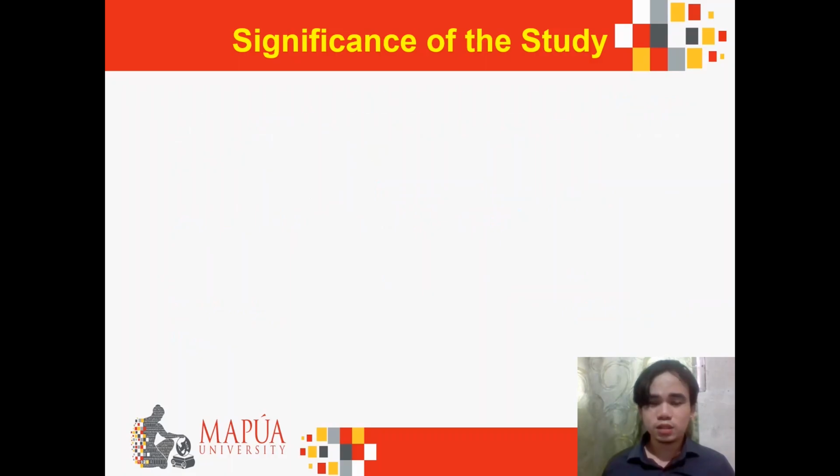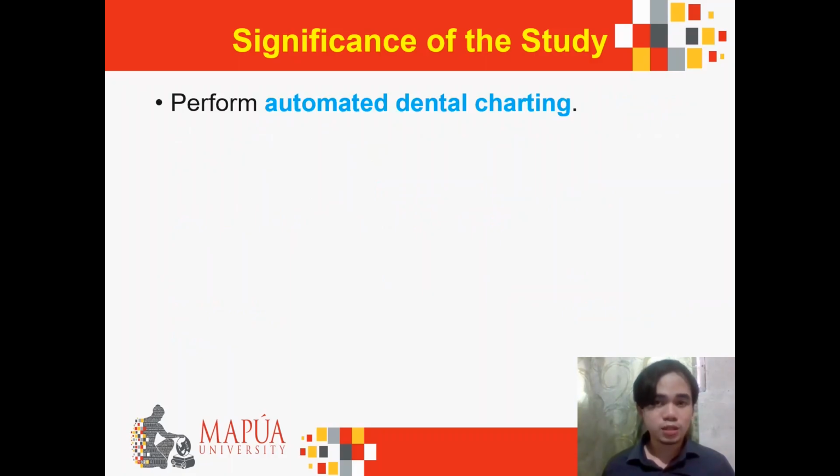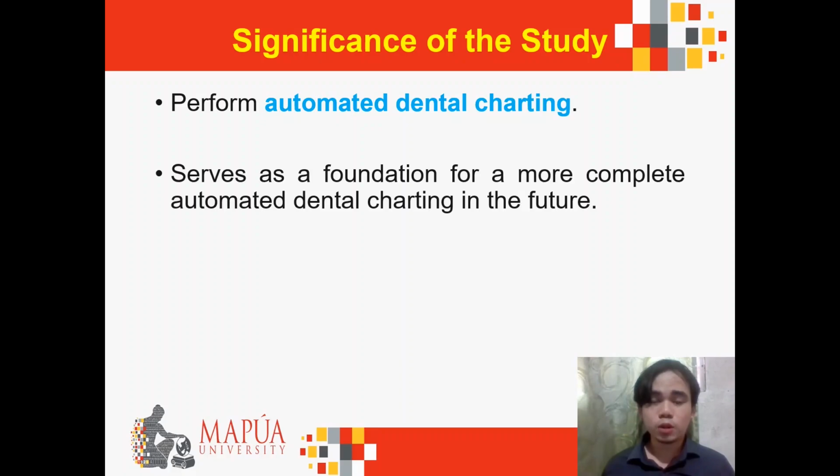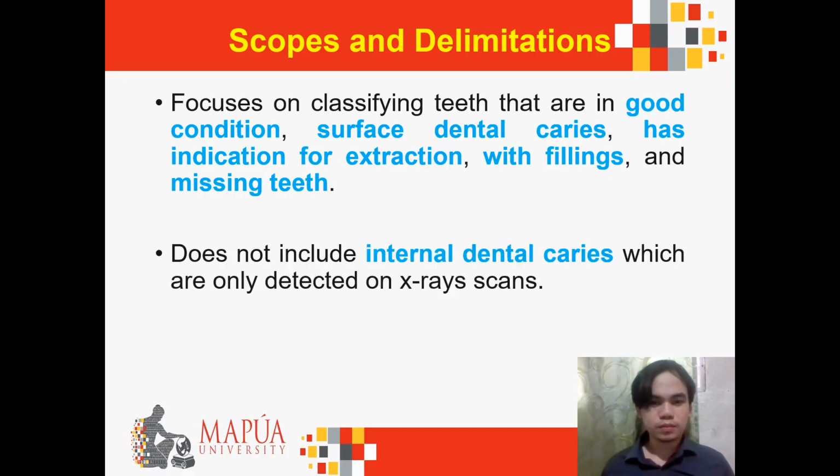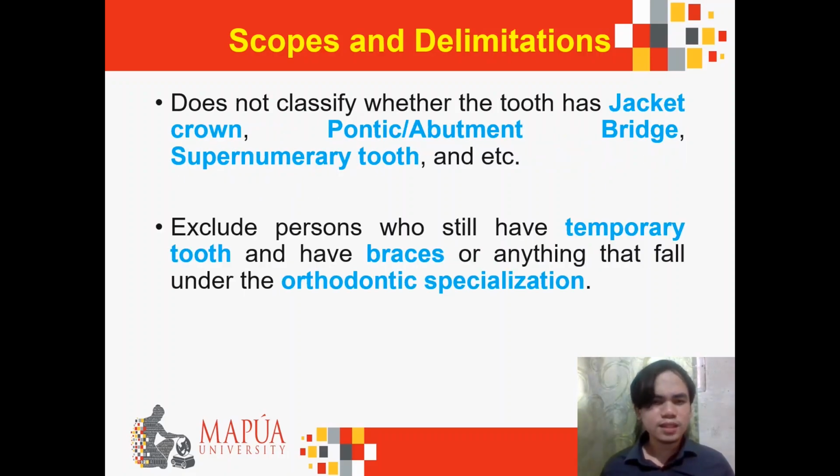The significance of the study is to be able to perform automated dental charting, which serves as a foundation for a more complete automated dental charting in the future. This study focuses only on classifying teeth that are in good condition, surface dental caries, has indication for extraction, with fillings, and missing teeth. It does not include internal dental caries, which are only detected in X-ray scans, and does not classify whether the tooth has jacket crown, pontic or bridge abutment, supernumerary tooth, and etc. It excludes persons who still have temporary teeth and have braces, or anything that falls under orthodontic specialization.